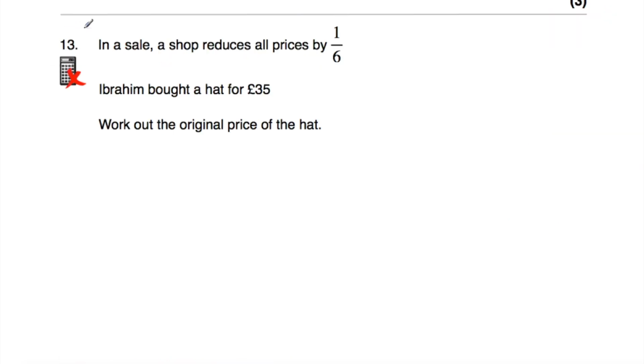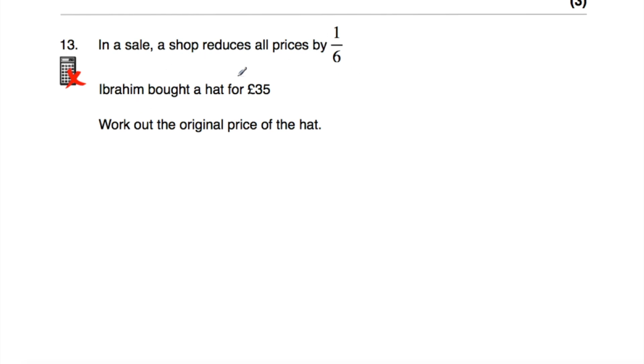Okay, so let's have a look at our next question, question number 13. So question number 13 says, in a sale, a shop reduces all prices by a sixth. So all the prices have been reduced by a sixth. So if they've been reduced by a sixth, that means that everyone's paying 5/6 of the full price, because the full price, I suppose, would be 6/6. And if you're reducing the price by a sixth, you'd be left with 5/6. So we'll come back to that in a second.